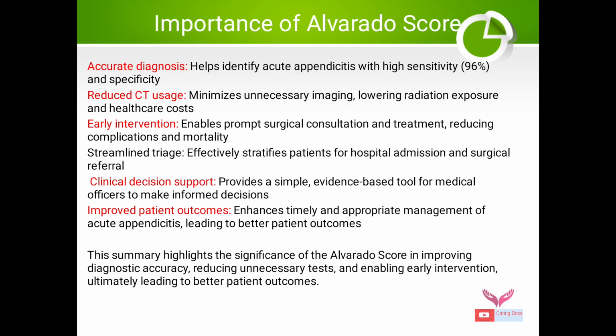The importance of the Alvarado score is that it gives an acute diagnosis. It helps identify acute appendicitis with high sensitivity of 96% and high specificity. It minimizes unnecessary imaging and also reduces the radiation exposure and healthcare cost. The early intervention enables prompt surgical consultation and treatment, so reducing the complication and mortality.